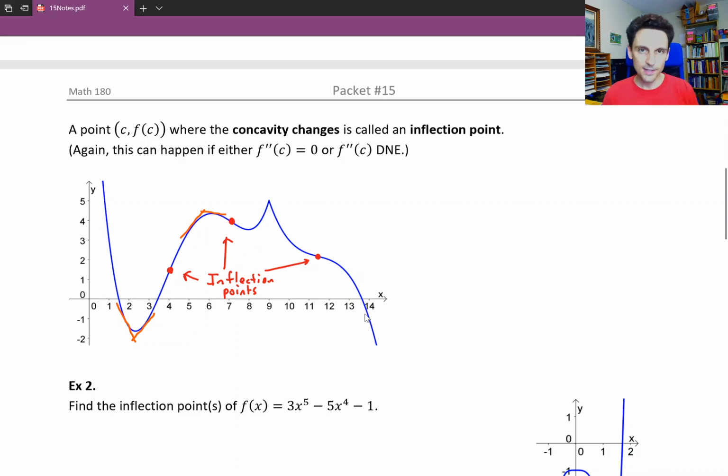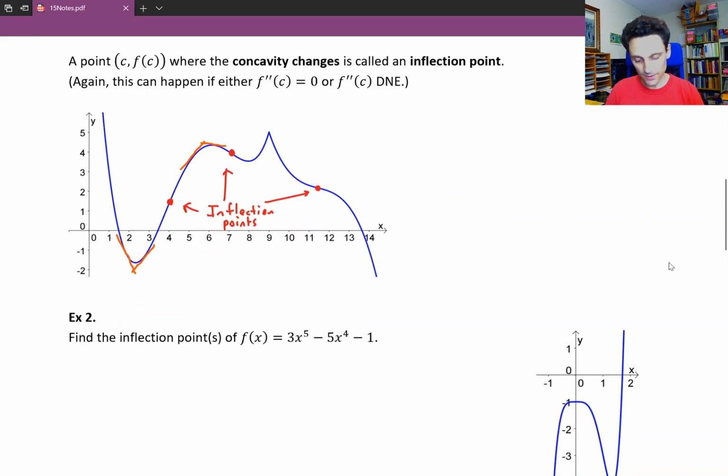So either way you like to think about it, you can think about it as part of a cup or part of a frown, or tangent lines below the curve means concave up, and tangent lines above the curve mean concave down. Either way you want to think about that is great. In fact, it's good to think about it in both ways.